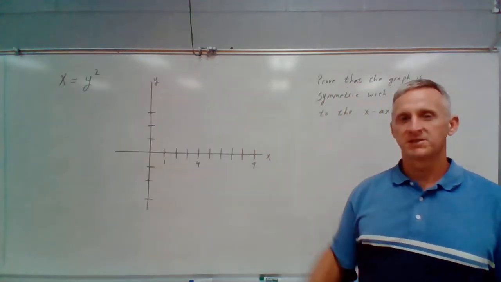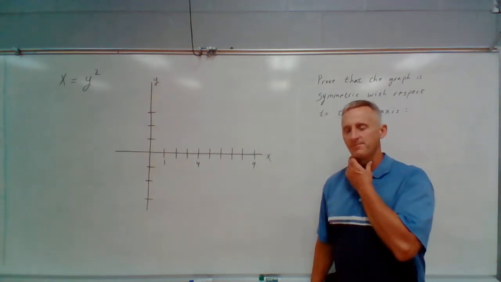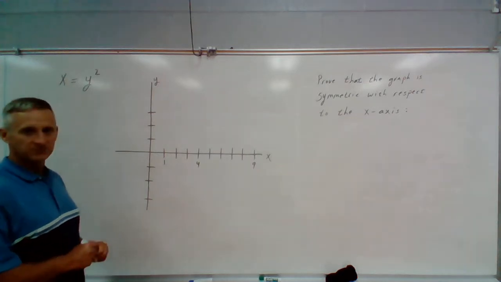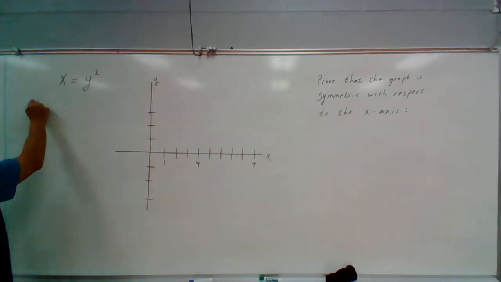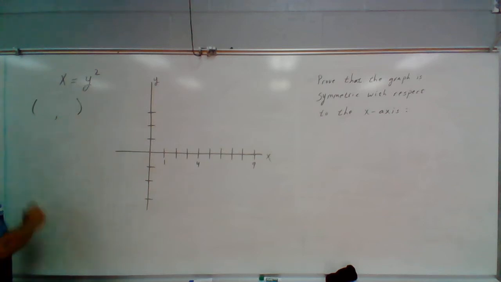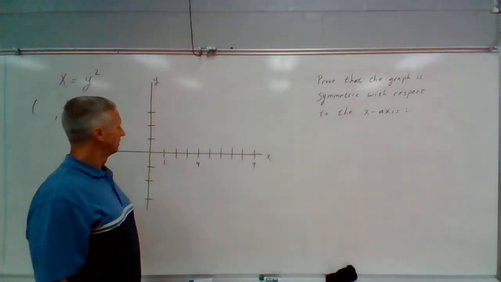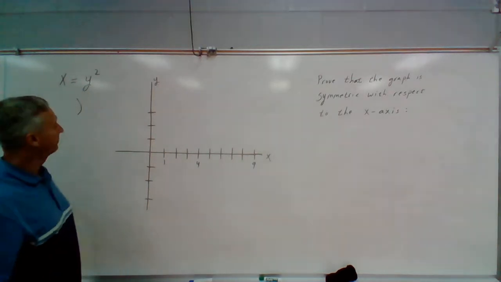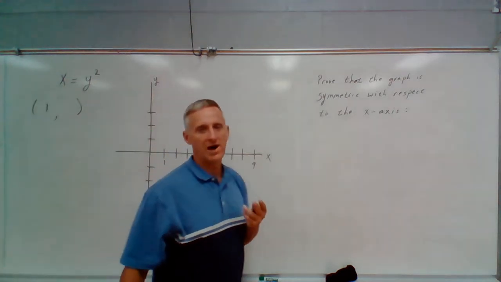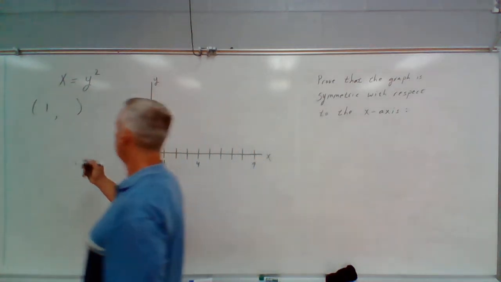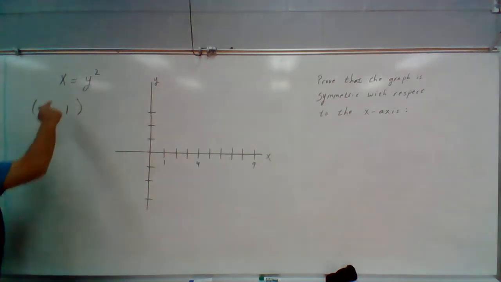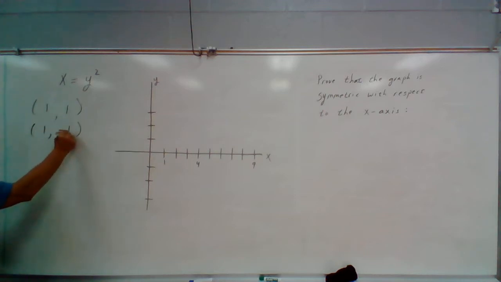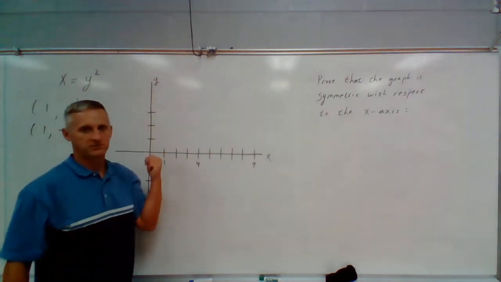All right, let's consider this equation, x equals y squared. Maybe let's make a graph of it. So in order to make a graph, let's plot some points, see what happens. Okay, so let's say we put in a 1 for our x. If we put in a 1 for the x, what could y be? Well, y could be 1, because 1 squared is 1. But y could also be negative 1, because negative 1 squared is 1.